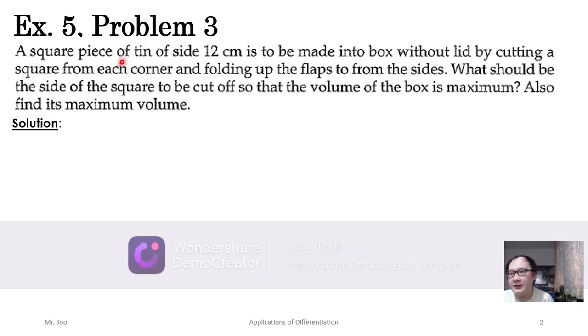A square piece of tin of side 12 cm is to be made into a box without a lid by cutting a square from each corner and folding up the flaps to form the sides. What should be the side of the square to be cut off so that the volume of the box is maximum? Also, find this maximum volume.